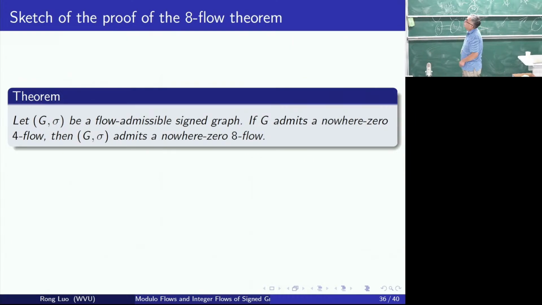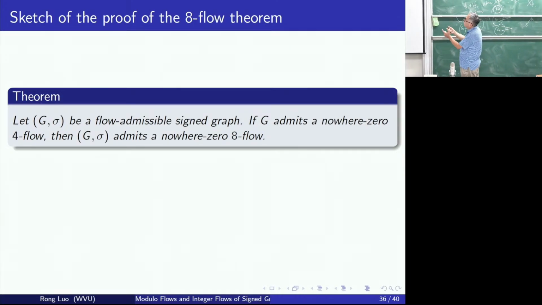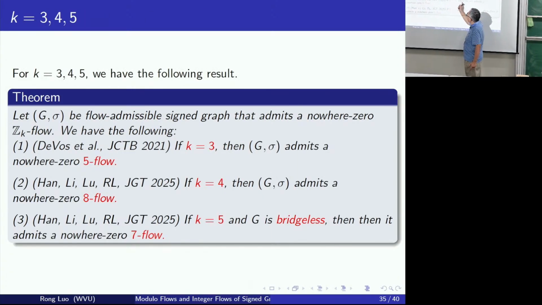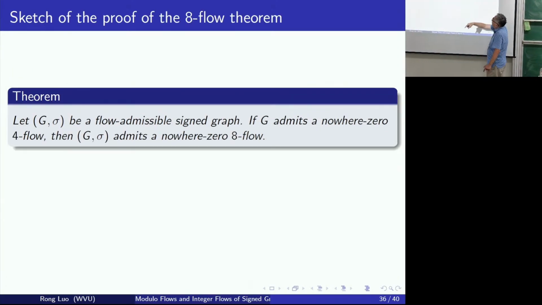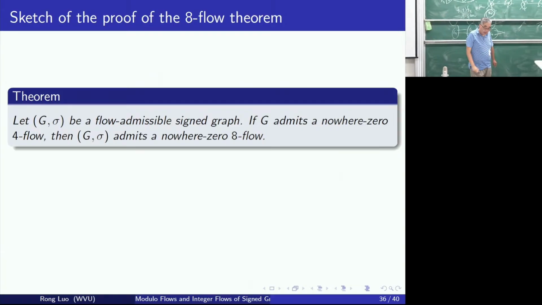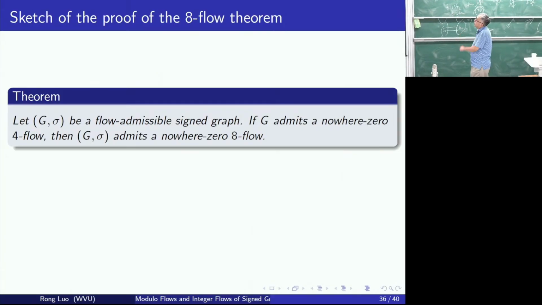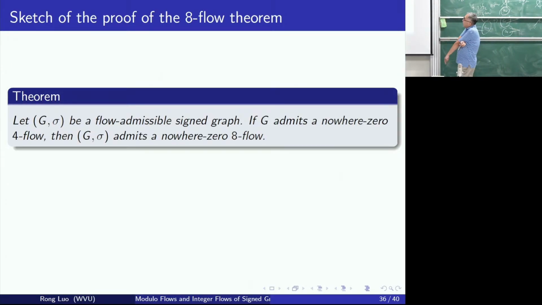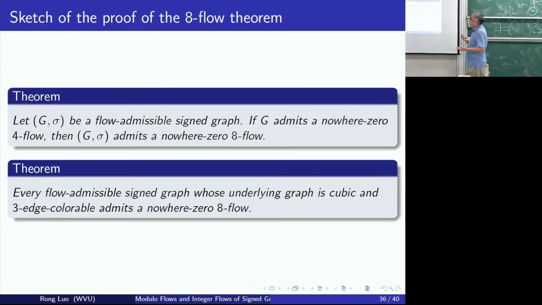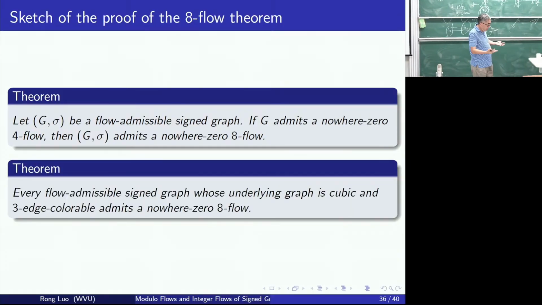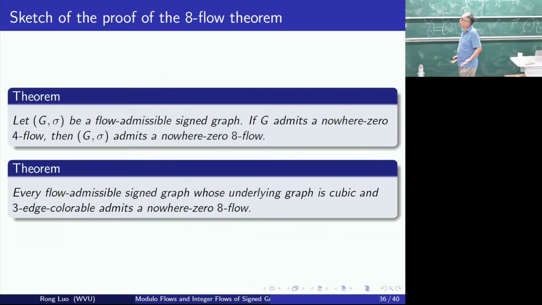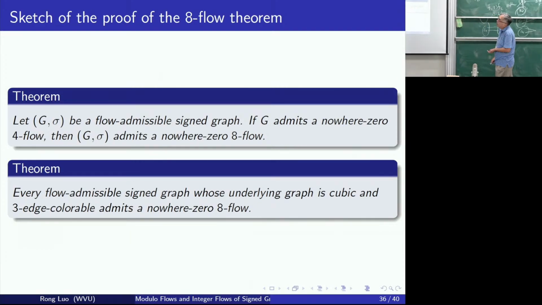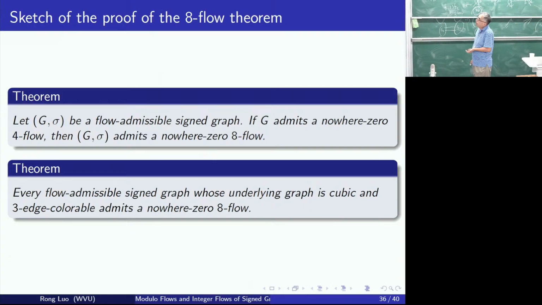Finally, we have one operation which is very useful, motivated by the proof of this theorem. The idea is to prove that if G admits a nowhere-zero Z4 flow, then the signed graph admits a nowhere-zero 8 flow. Like lots of graph theory problems, the first step is to reduce the problem to cubic graphs. So we first prove that every flow-admissible signed graph whose underlying graph is cubic and 3-edge-colorable admits a nowhere-zero 8 flow.